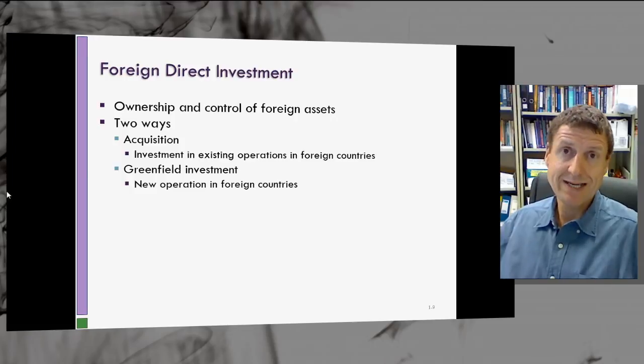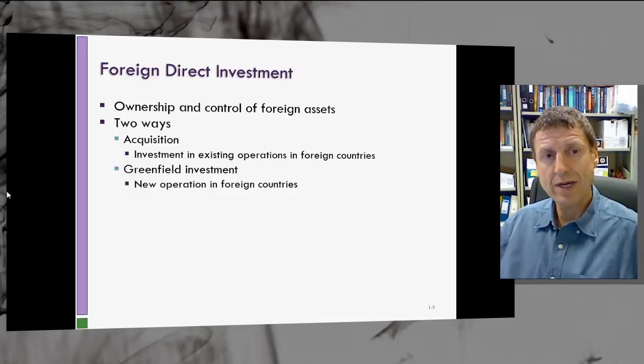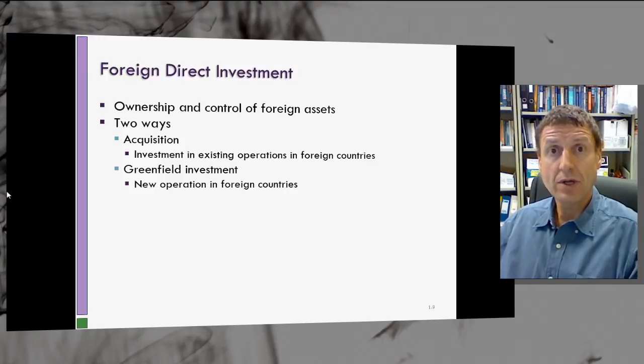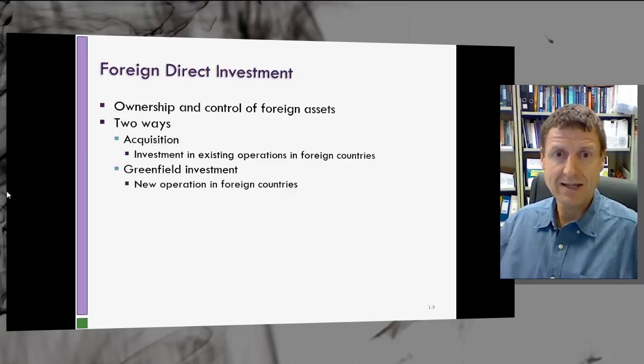Foreign direct investment is another issue of international accounting. And so the issue we're going to look at is about the ownership and control of foreign assets. And there are two ways. Number one, acquisition. You're acquiring the operations of a business in another country. And number two, greenfield investment, where you're actually starting from scratch, like a startup in foreign countries.